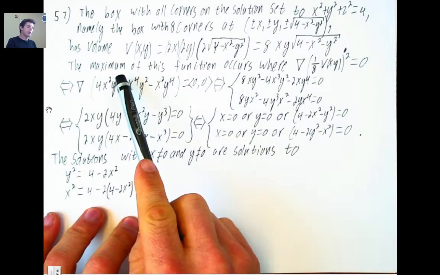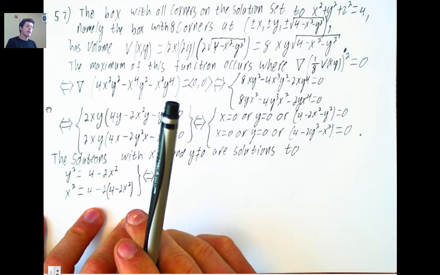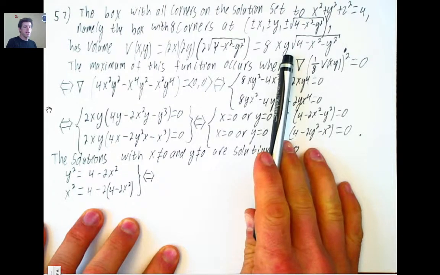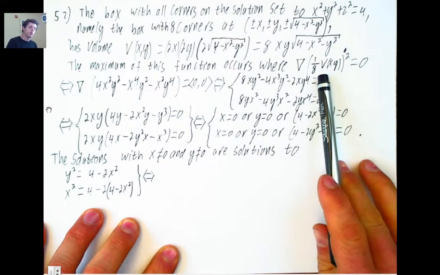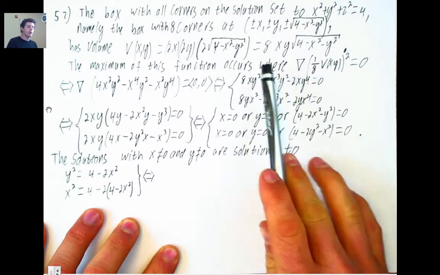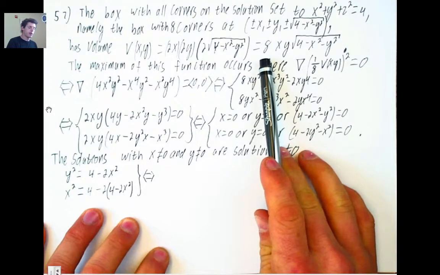So instead, I'm going to use a common trick. Instead of finding the maximum value of that function, I'll find the maximum value of the square of that function. So here I am looking at V squared, and I've also put a 1/8 in to get rid of that 8 so I don't have to carry it around at all.